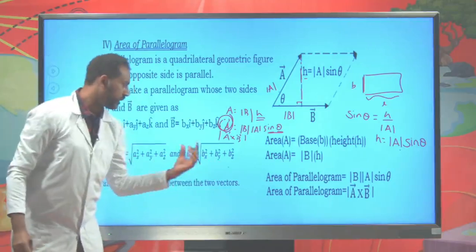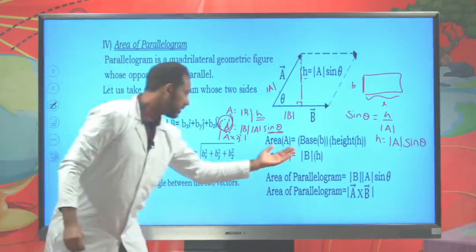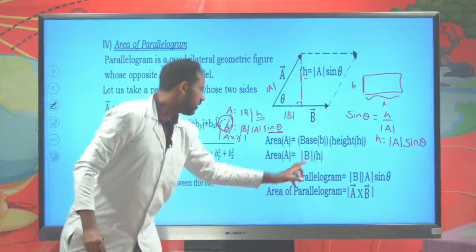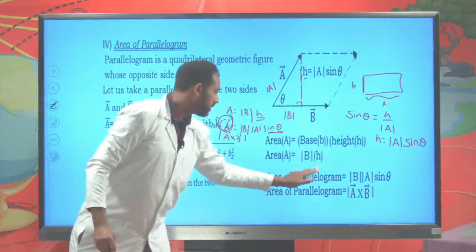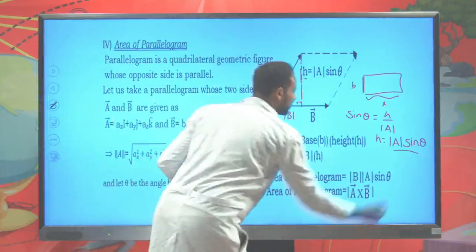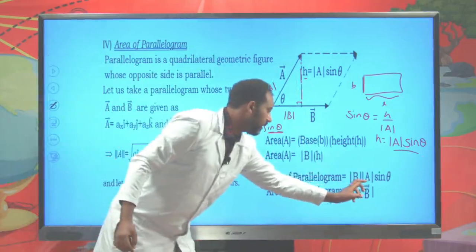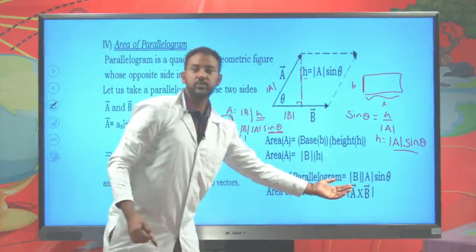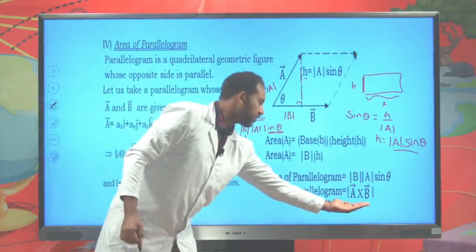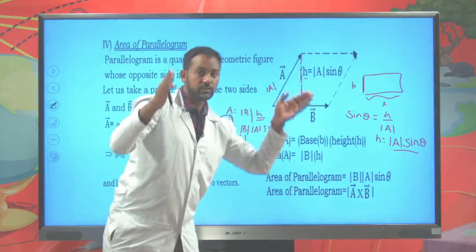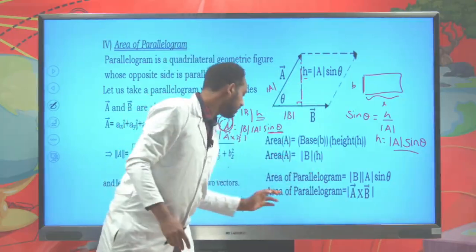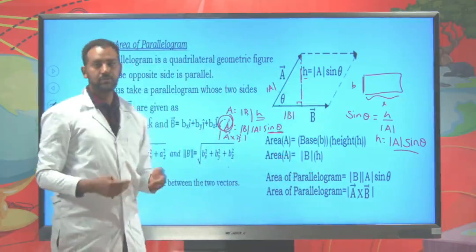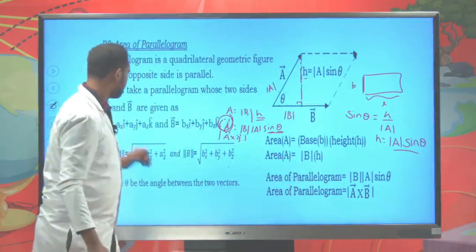The magnitude of B as well, you can determine in this technique. And the area of the parallelogram can be given as the magnitude of B times the height. But the height, we have said, is the magnitude of A sine theta. A sine theta means you are trying to determine the cross product of the two vectors, and when you determine the magnitude, you are trying to find the area of a parallelogram.